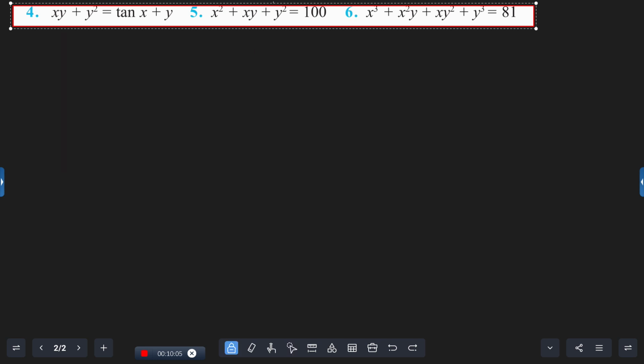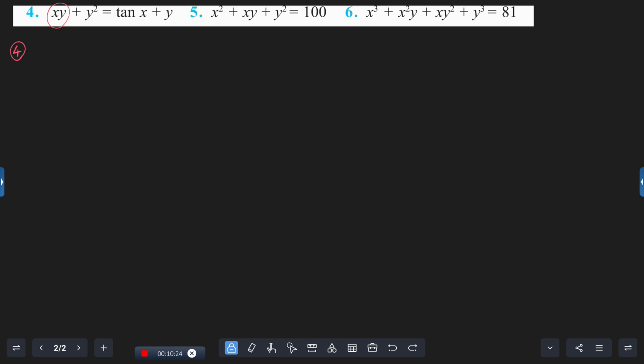So 4, 5, 6, let's see. Now the fourth one, there is actually a problem. Two variables in multiplication. Have you noticed it? Two variables in multiplication. Now what does it mean? The UV formula you want to use. Do you remember the UV derivative formula? Right. That is what we have to use.